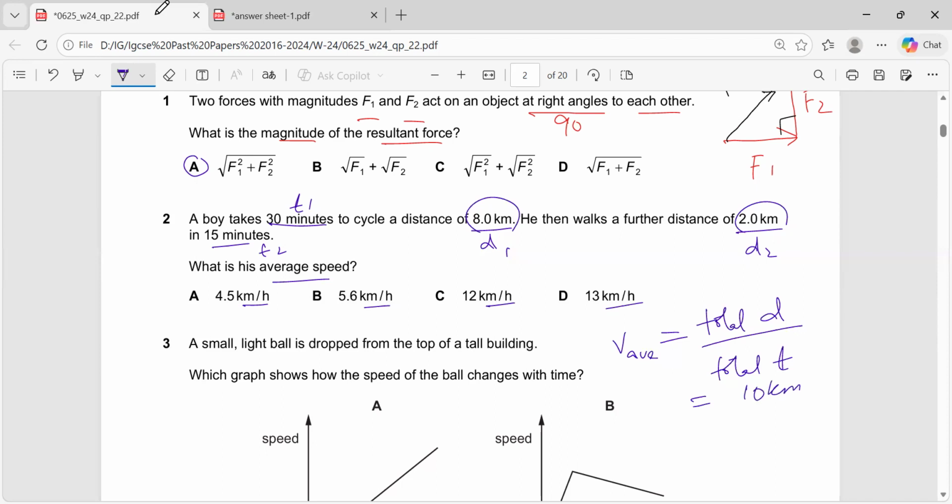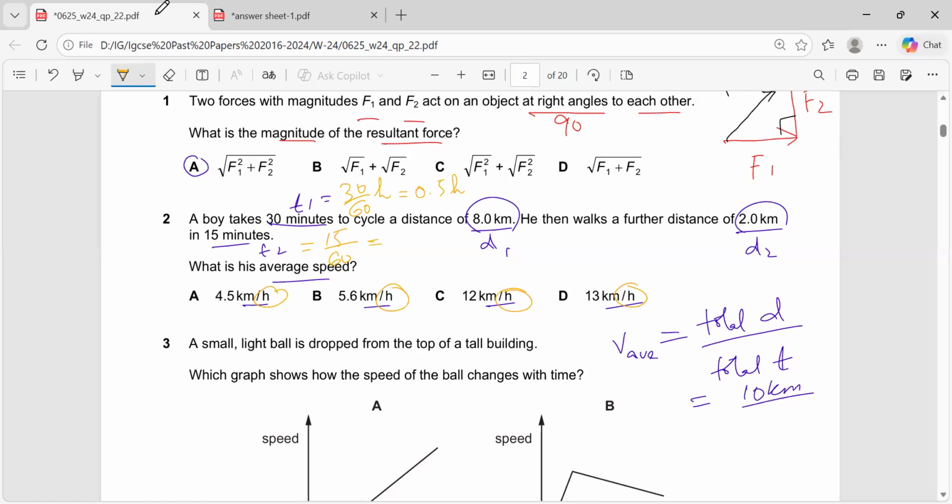Let distance be in kilometers, but not time. See, this T1 is in minutes. It must be converted to hours. So 30 over 60, that is 0.5 hours. Then similarly, my dear friends, T2 is 15 over 60. Why hours? All the answers are in kilometers per hour, no minutes, no seconds.